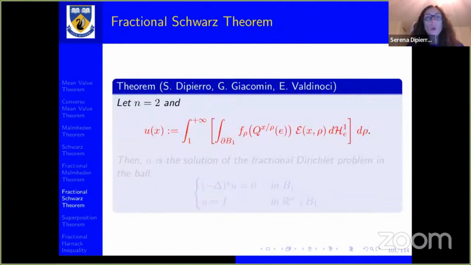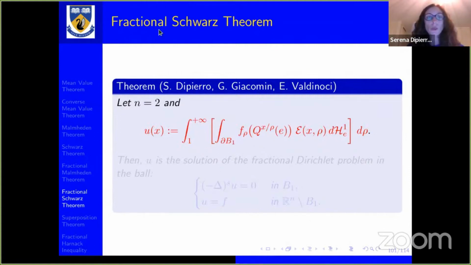Okay, and then one can also prove a fractional Schwarz theorem. So once you have the fractional Malmheden theorem, one can prove the fractional Schwarz theorem. This is also done in collaboration with Giovanni Giacomin and Enrico Valdivoci in a paper that is, I think, on arXiv, or I'm pretty sure it's online somewhere. But if you want to take a look and you don't find it, you can certainly send me an email and I will give you the reference.